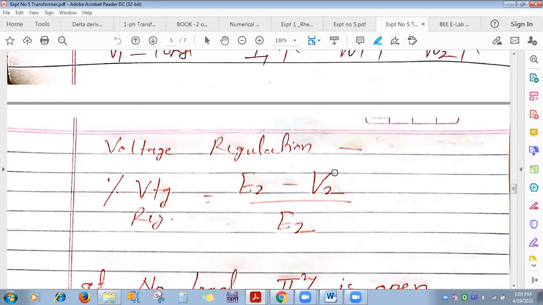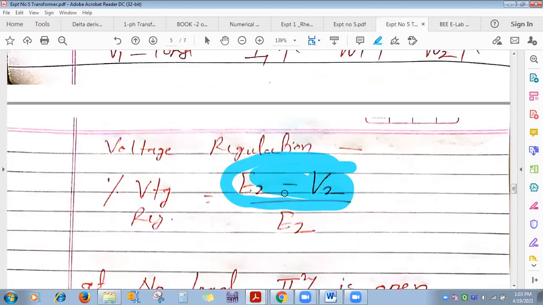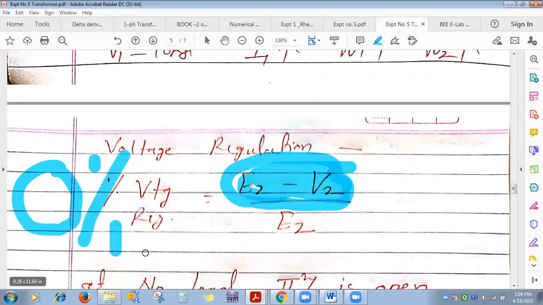What is expected? This change in voltage from no load to full load, this reading 220 to 210. They are changing, but this change should be less. Efficiency we expect maximum, 100% is the ideal value. Similarly, for voltage regulation, what is expected? This change in voltage should be less. That's why the ideal value of voltage regulation is 0%. It should be minimum. Voltage regulation should always be minimum.